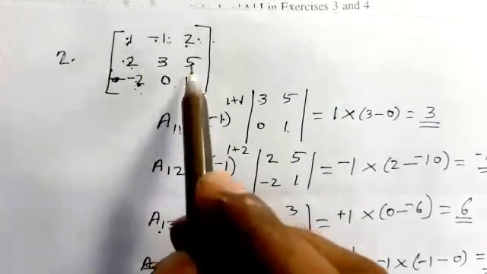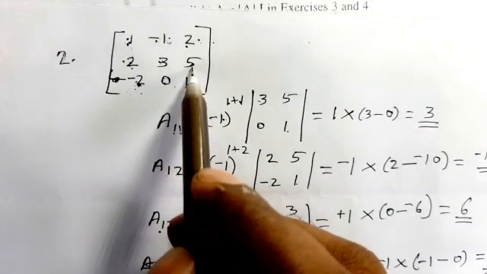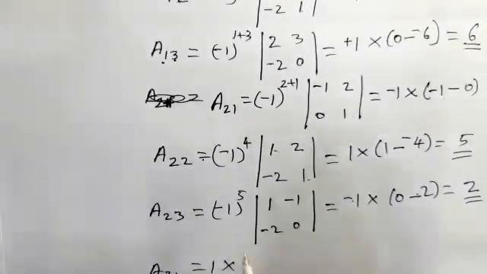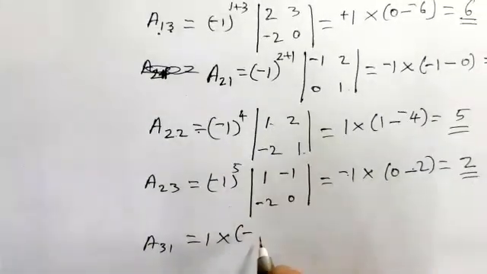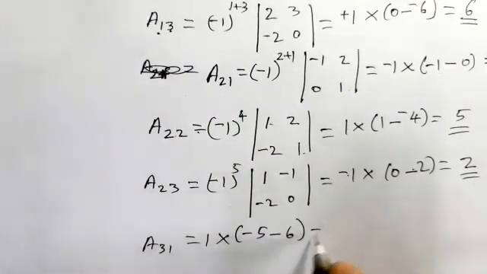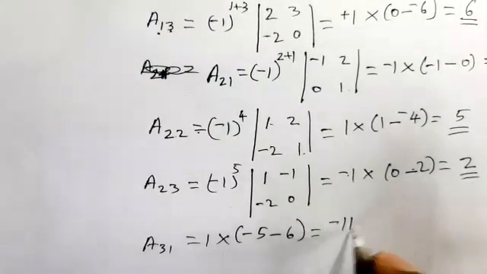We know that minus 1 into 5 is equal to minus 5. 2 into 3 is equal to 6. So minus 5 minus 6 will be there. Minus 5 minus 6, which is equal to minus 11.